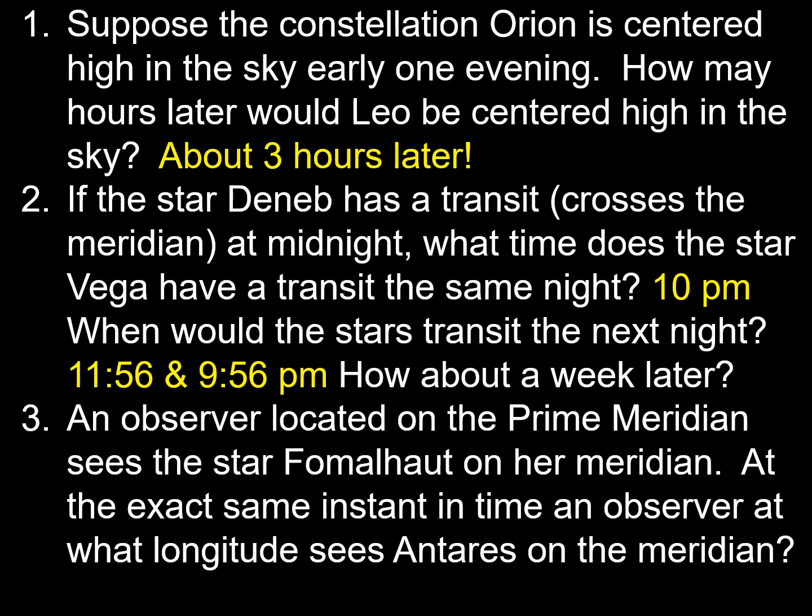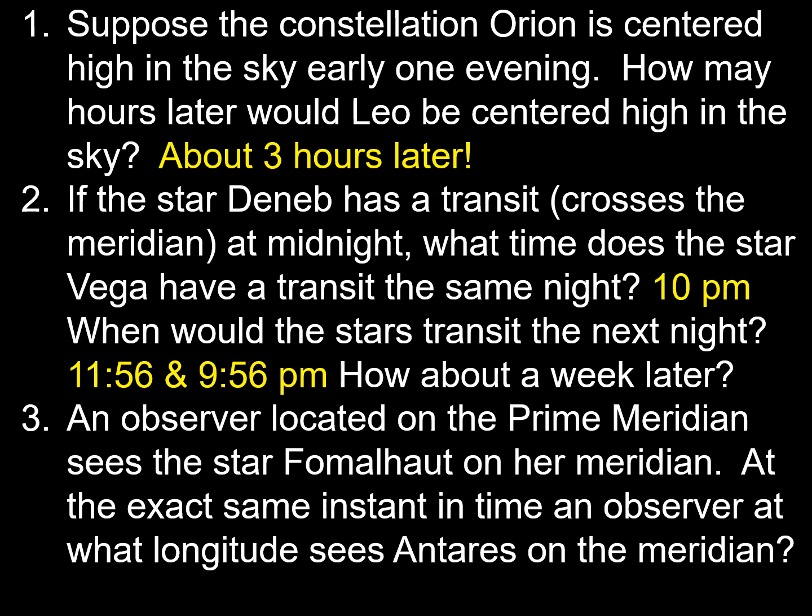So here we are back at our questions and some answers now. And I showed you how to get 10 p.m. So Vega is 2 hours to the right of Deneb on a star chart. And that means it's going to be getting to the meridian before Deneb, because to go forward in time on the star chart, we need to go to the left. So if Deneb is transiting at midnight, Vega should have transited 2 hours before that, so 10 p.m.